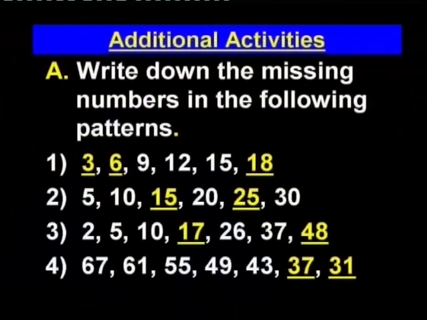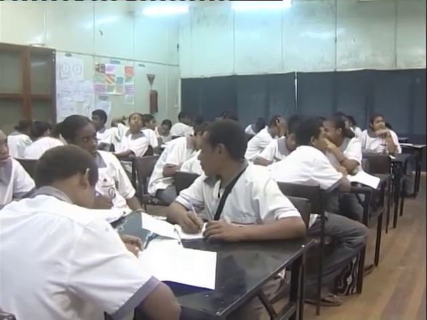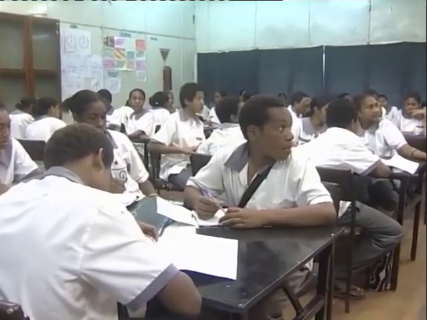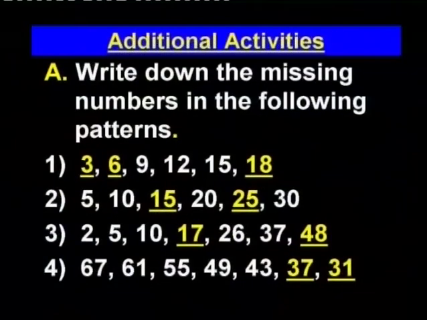We have a sequence here, and remember we have said that a sequence has a rule that describes the pattern. So the missing numbers here are 3, 6, and 18. Hands up if you got that right. Very good, hands down. So what is the rule here? You add 3 each time, or they are the multiples of 3. Is that clear? Let's move on to the second one, 15 and 25. Multiples of 5, or you add 5 each time.